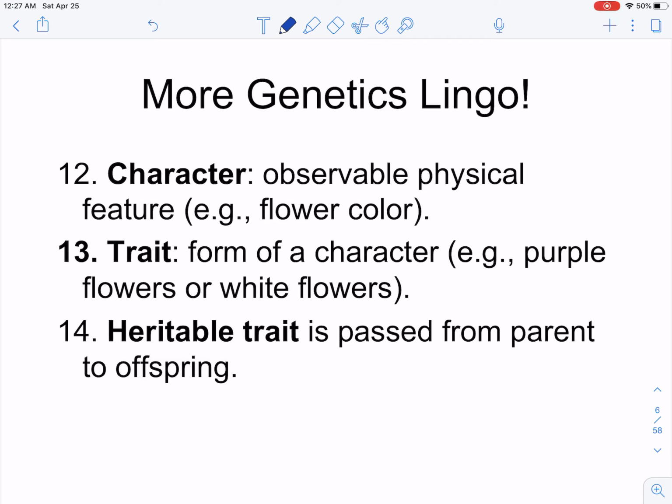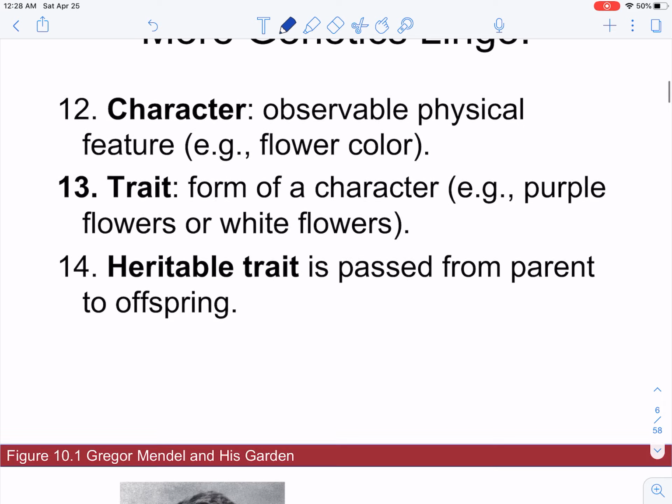Character is basically like a phenotype. It's an observable physical feature. A trait is a form of the character, so purple flowers versus white flowers. And a heritable trait is passed from parent to offspring. Again, I prefer to use phenotype in general compared to these, but sometimes you'll see it written in slightly different ways.